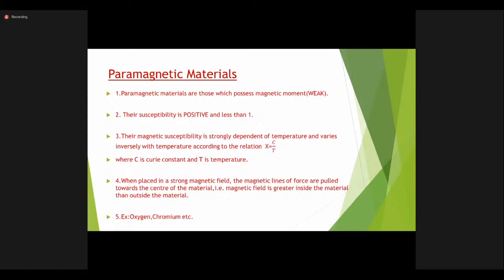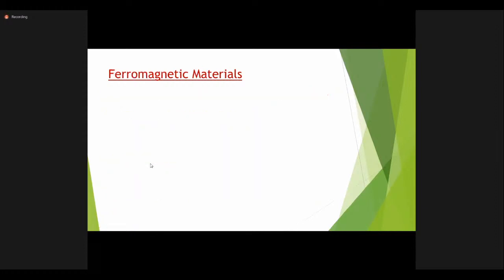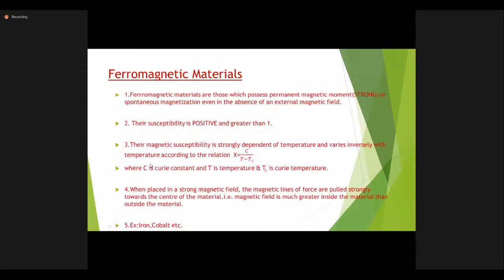Now, next, ferromagnetic material. Ferromagnetic materials possess strong magnetic moment and they have strong magnetic field present inside them, even in the absence of an external field. If you apply an external field, magnetic moment may increase in it, but it will never decrease. The susceptibility is positive and greater than 1.